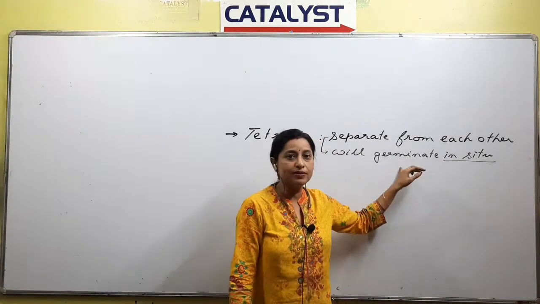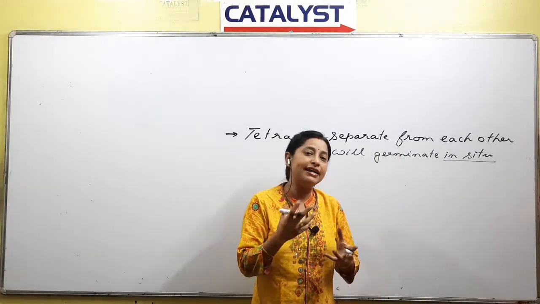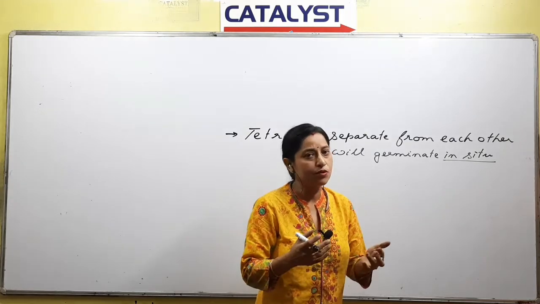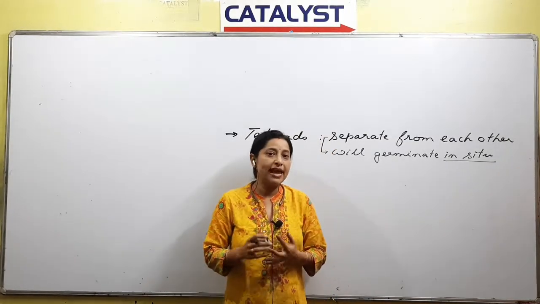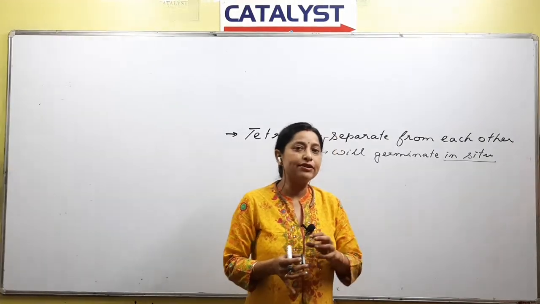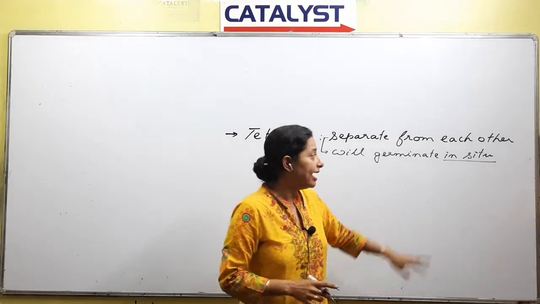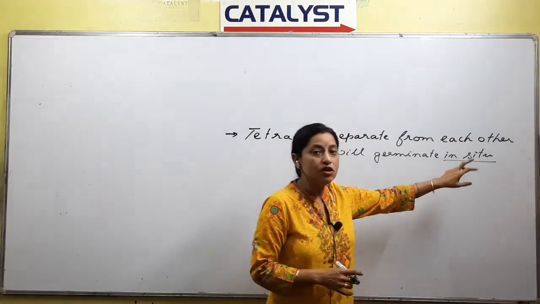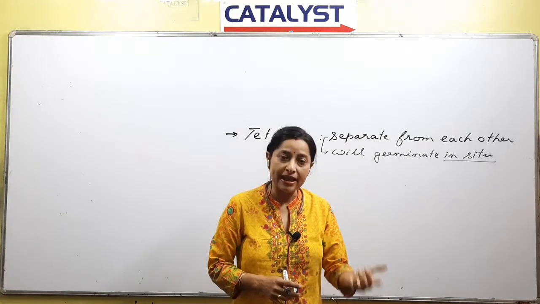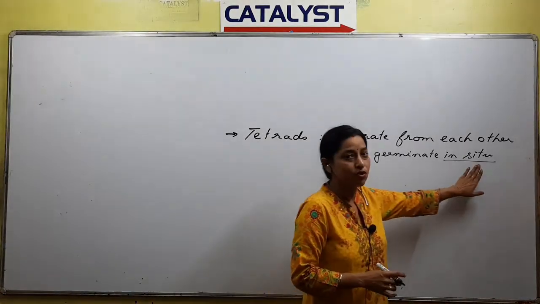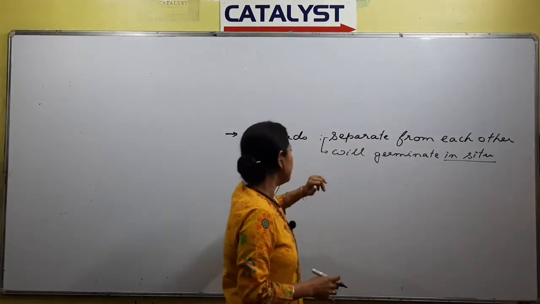The microspore will divide and form two cells. Ultimately the microspore will form the male gametes. The germination of the microspore will take place within the microsporangium, and that is what is called in situ. So germination of the microspores takes place within the microsporangium, and that process is called in situ germination. This is a point that you need to remember.